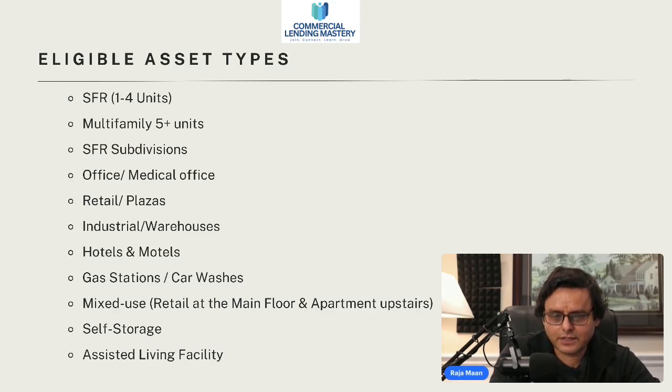Single family residential, 1 to 4 units, can be duplex, triplex, fourplex. Multifamily, 5+ units. Sky's the limit. You can go 100, 200 units. We have investors for those properties, especially under Fannie and Freddie. The loan can be as large as possible. Single family residential subdivisions, like somebody building 20 homes, 50 homes, 100 homes, 200 homes, we can fund on those single family subdivisions.